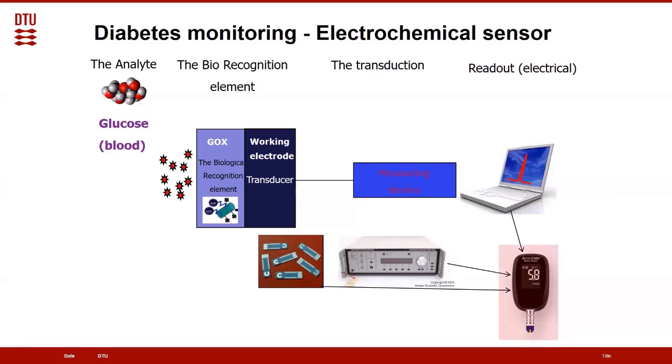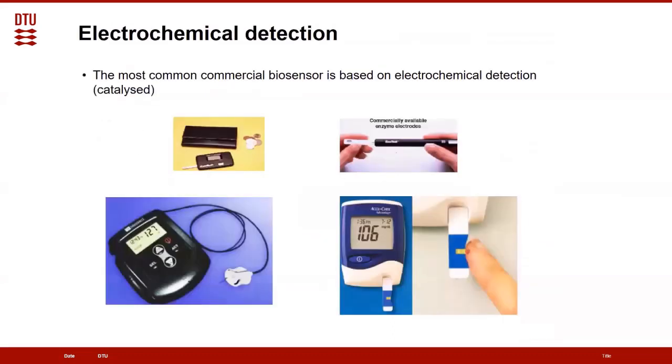So these are the most common commercial biosensors, based on electrochemical biosensors. Today you can get them very, very small, even a small patch on your arm.